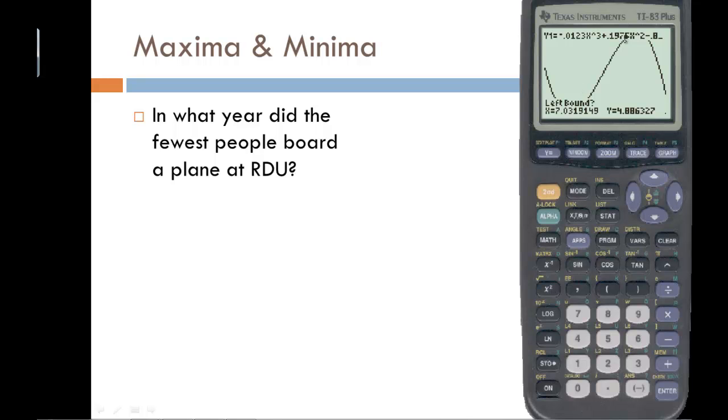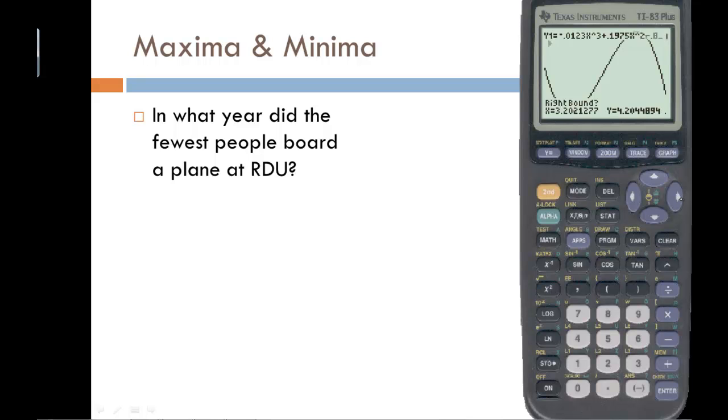To find that left bound, I can use the arrow cursor to move it all the way over there. I could also just type in a number that I wanted to use as a left bound. So in this case, I could have typed in maybe a 1 or 2 for the left bound. So there, that point is to the left of the minimum, which is right around here. Press enter. It now asks for a right bound, so move the cursor back to the right.